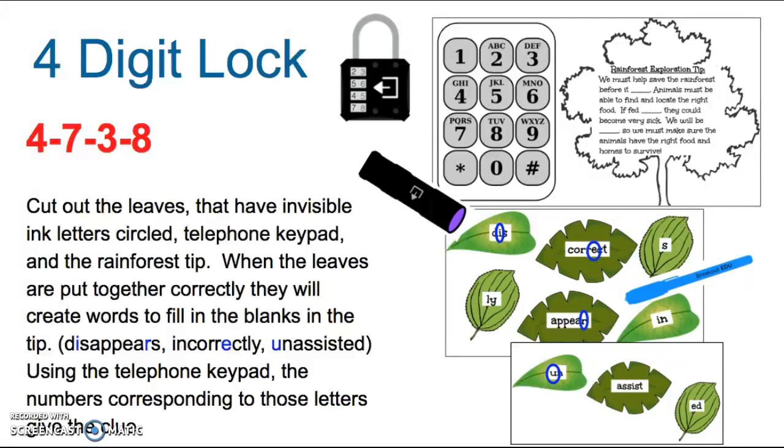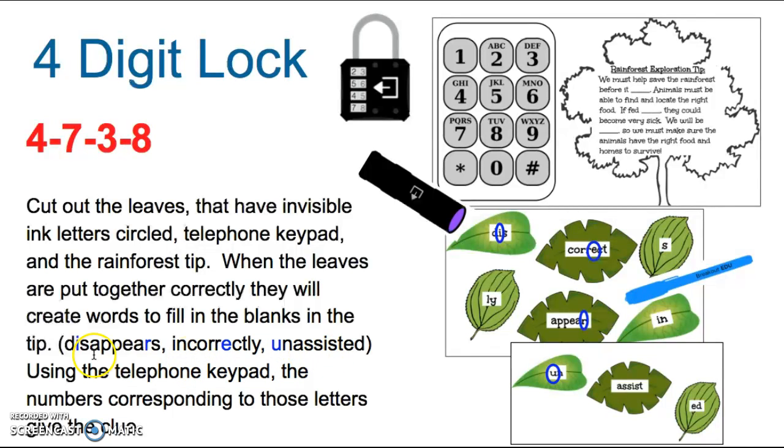For the 4-digit lock, students are going to use the UV flashlight as well as the telephone keypad and the rainforest exploration tip. They'll notice that when they take these leaves and put them together to create a real word, they'll build the words disappears, incorrectly, and unassisted.